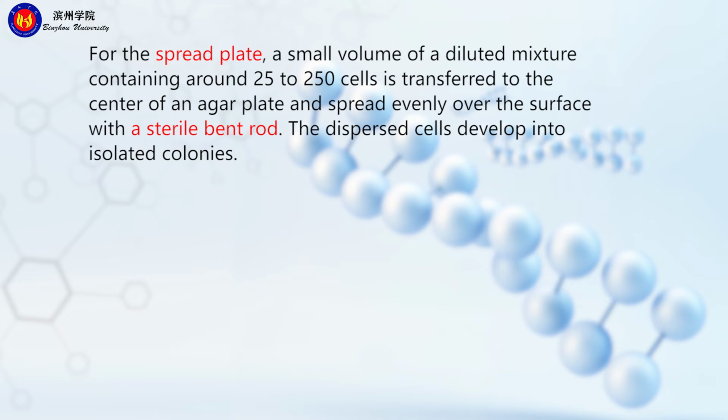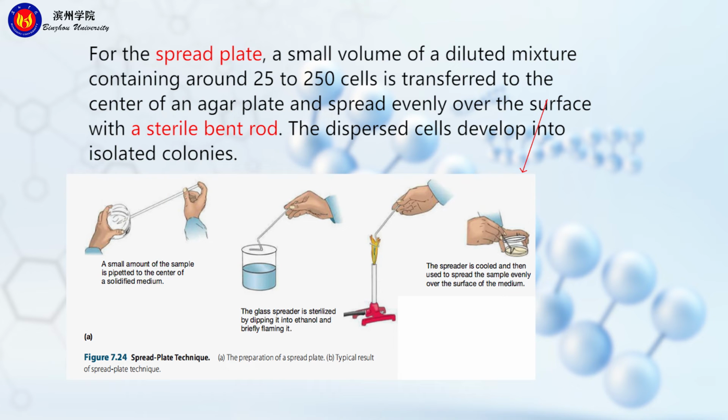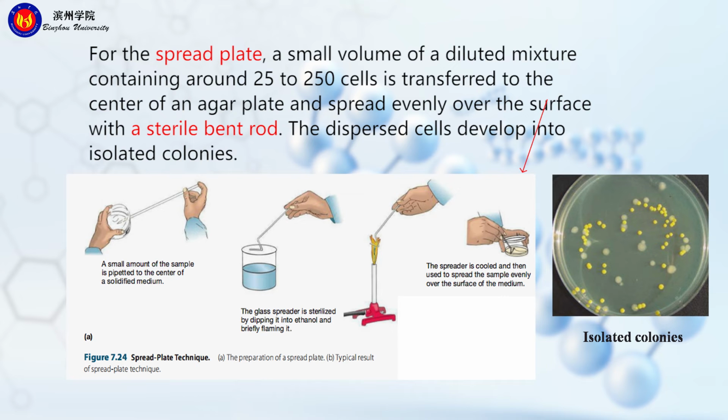For the spread plate, a small volume of a diluted mixture containing around 25 to 250 cells is transferred to the center of an agar plate and spread evenly over the surface with a sterile bent rod. You can see the sterile bent rod here. The dispersed cells develop into isolated colonies. This picture shows isolated colonies.